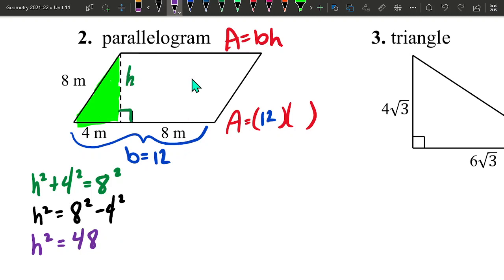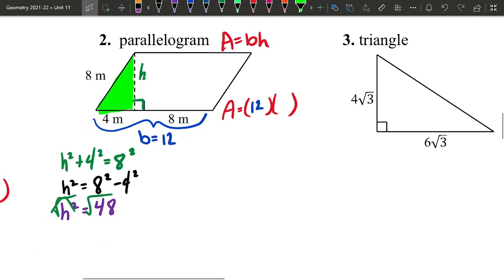Okay, so if I take the square root, that's not a perfect square, so I'm not going to do a decimal. Instead, I'm going to write it as h equals the square root of 48. Now to simplify the square root of 48, I can use a factor tree and break it down into its simplest factors and circle the pairs and square the spares, or however it is that you're taught to do that.